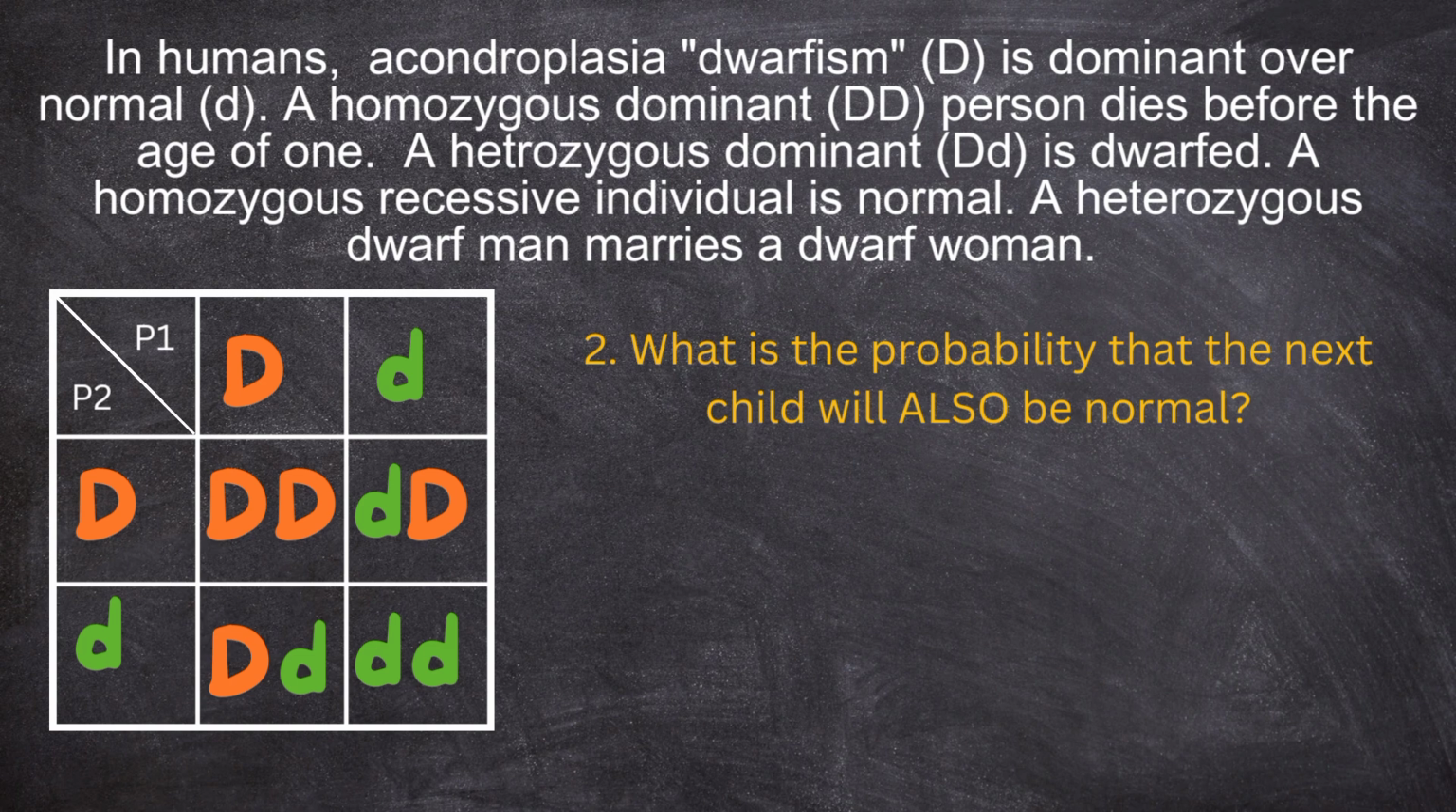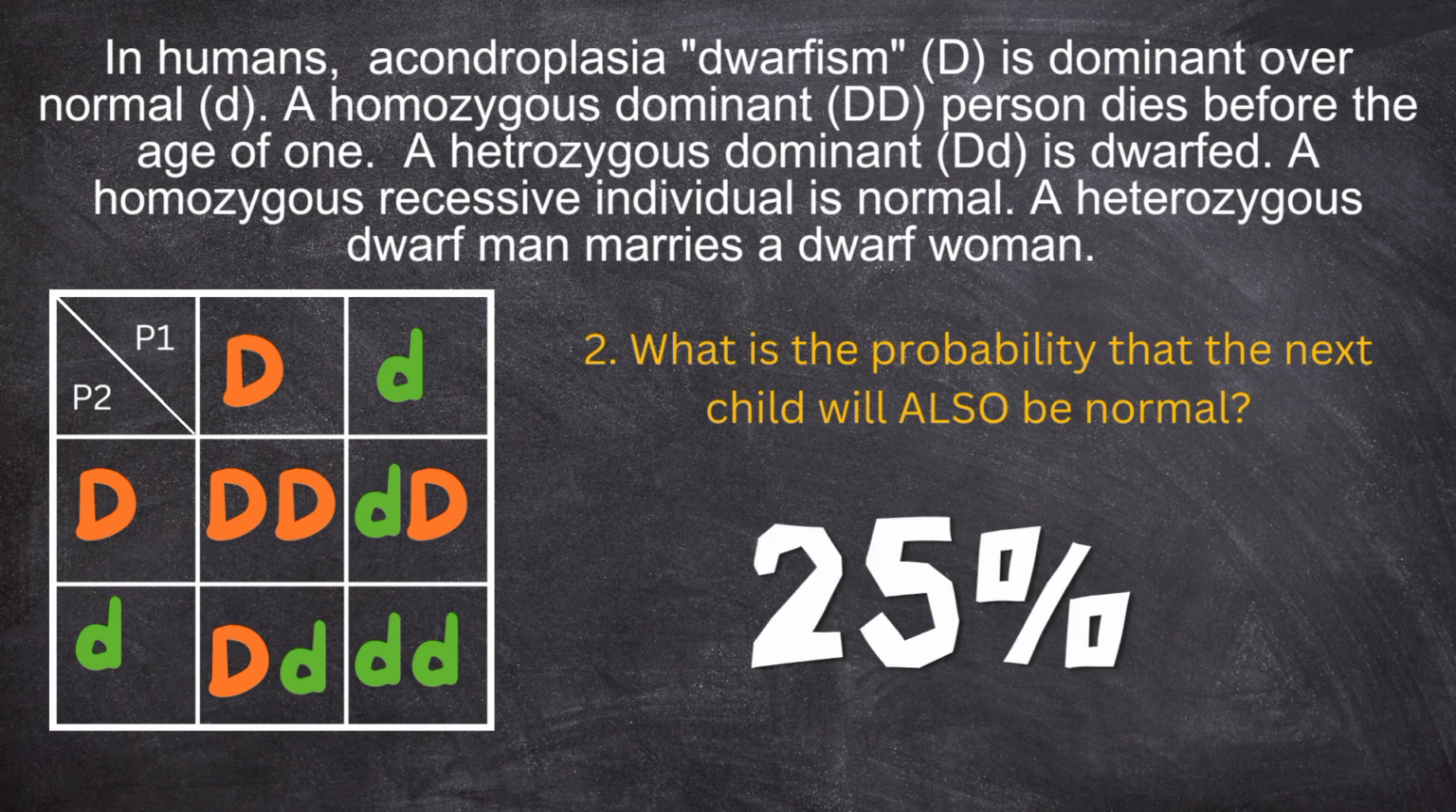Let us answer question number 2. What is the probability that the next child will also be normal? The chance of having a normal child is 25%. This is because each child's chance of being normal is the same, no matter what happened with previous children.